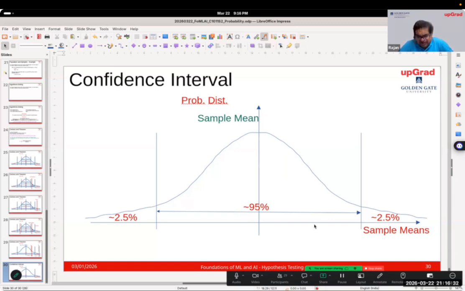So how do we deal with confidence interval? Remember what is the null hypothesis? The null hypothesis is population mean minus that hypothesis value is equal to 0. Now, if this interval contains 0, then you reject the null hypothesis.